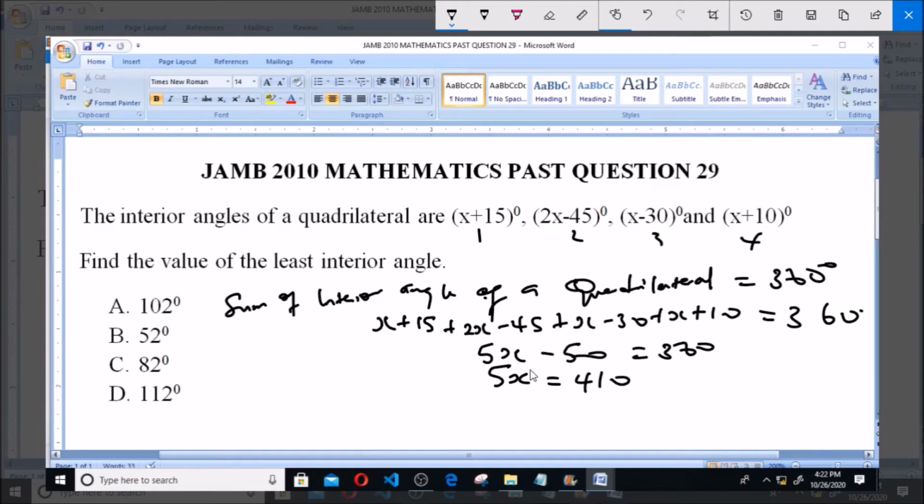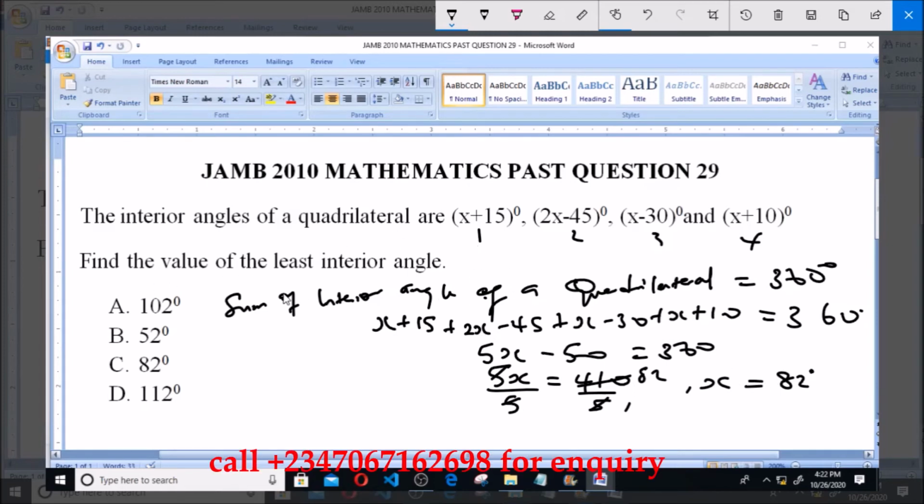So to get the value of x, we simply divide both sides by the coefficient of x, which is 5. This 5 will cancel 5 here, and 410 divided by 5 is equal to 82. So that means x is equal to 82 degrees. So the value of x is 82 degrees.